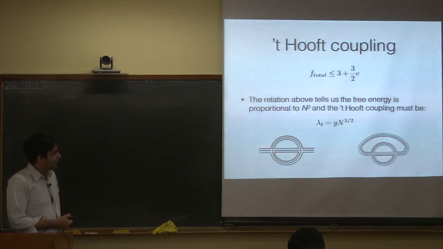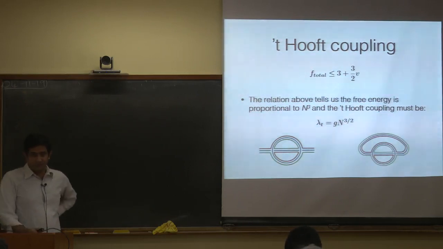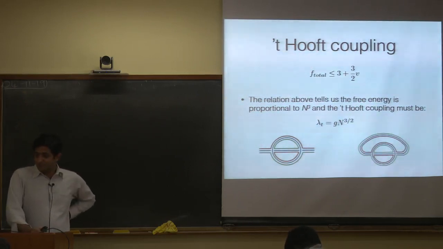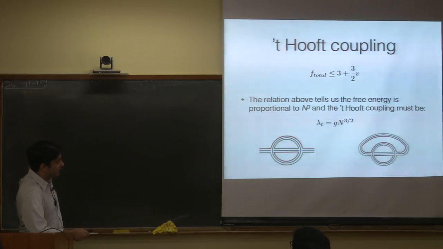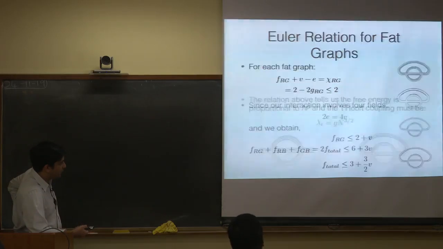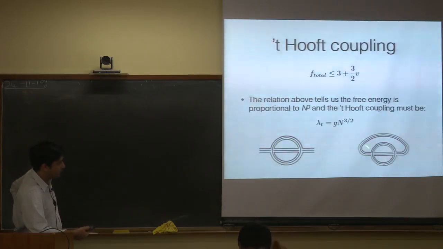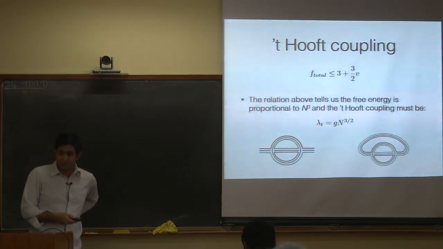Okay, so that tells you basically the largest power of n. So the free energy would be proportional to n cubed, and the 't Hooft coupling should be g times n to the 3 halves to get a well-defined 't Hooft coupling. Okay, so this is the 't Hooft coupling for the tetrahedron, but it's not enough to tell you what are the diagrams. So this is the natural 't Hooft limit, and we see that the maximal diagrams are those which are planar with respect to any two colors.